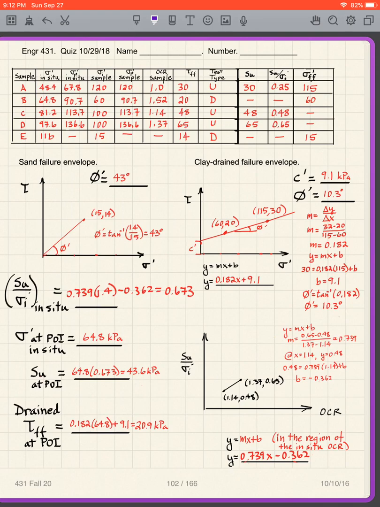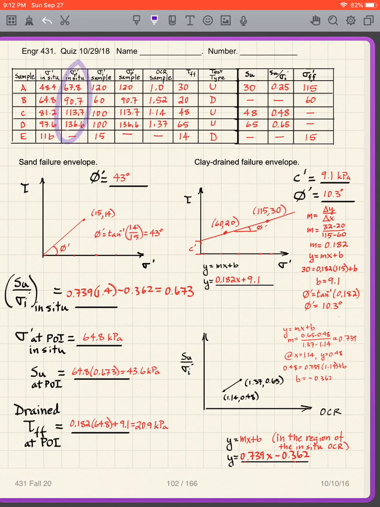Let's look at the answers. So the first thing to find is sigma prime in situ. I'm not going to go through that. We've done this many times. You simply use the unit weights and the depths, subtract off the pore pressure, and come up with the sigma prime in situ. So find this from the soil profile.